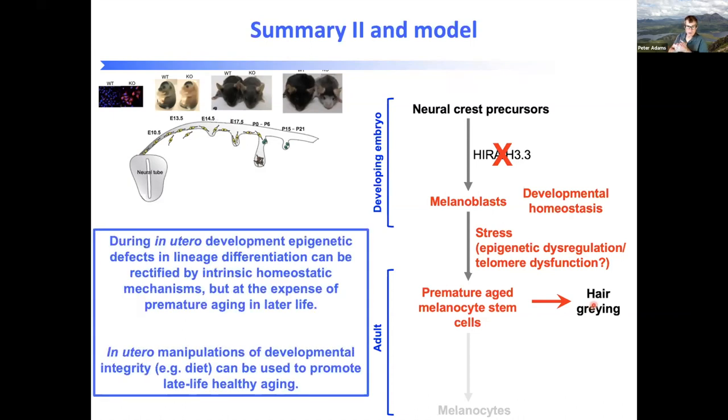And so we think that during in utero development, epigenetic defects in lineage differentiation can be rectified by intrinsic homeostatic mechanisms, but this comes at the expense of premature aging in later life. This raises the possibility that in utero manipulations of developmental integrity, for example through diet, could actually be used to promote late life healthy aging.